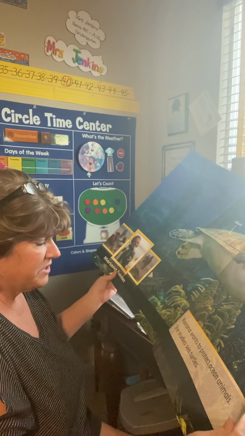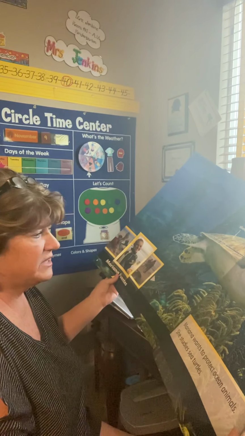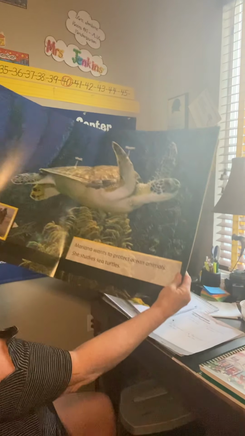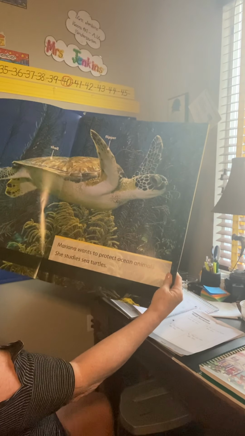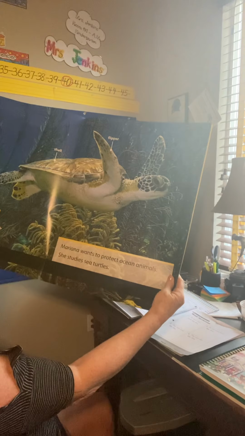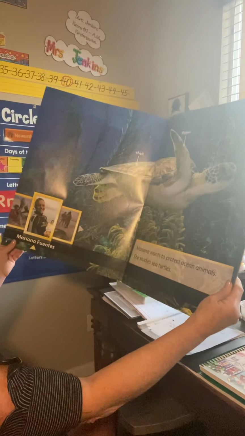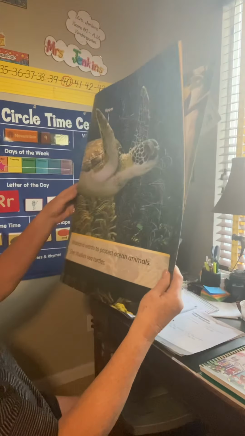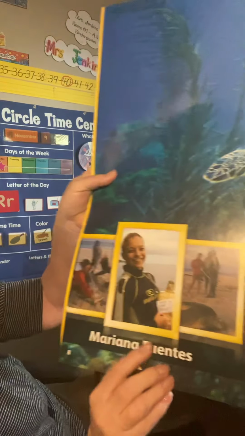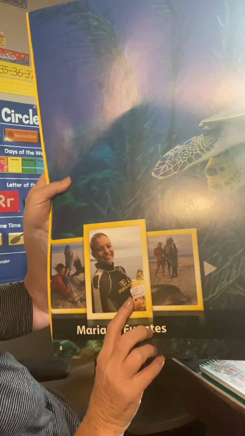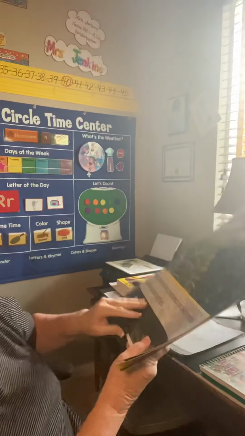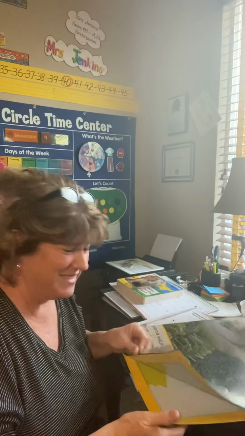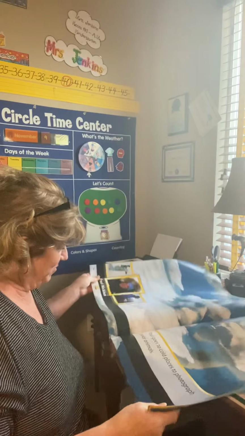Mariana wants to protect ocean animals. She studies sea turtles. Oh, this is a beautiful picture of a sea turtle. Okay, there are the arrows pointing to the flipper and the shell. Her name is Mariana, I think, and she is studying the sea turtles. Boys and girls, do you think that would be a fun job, to go all over the world and photograph and study animals? I think it would be.